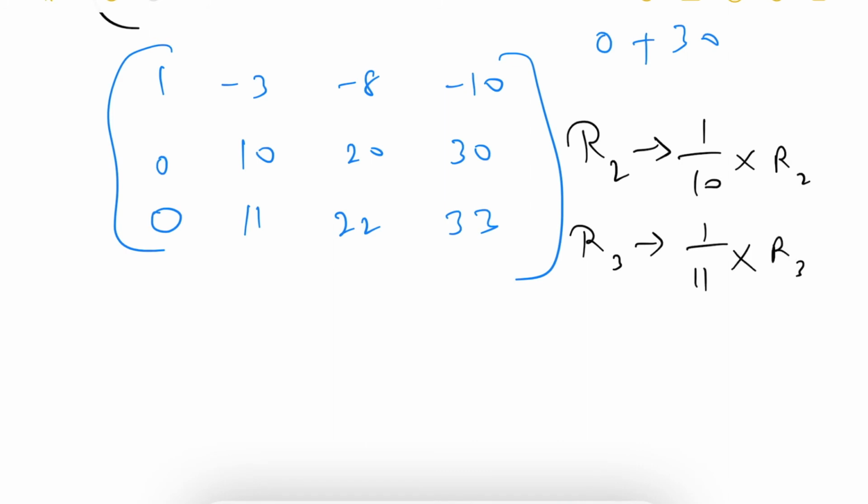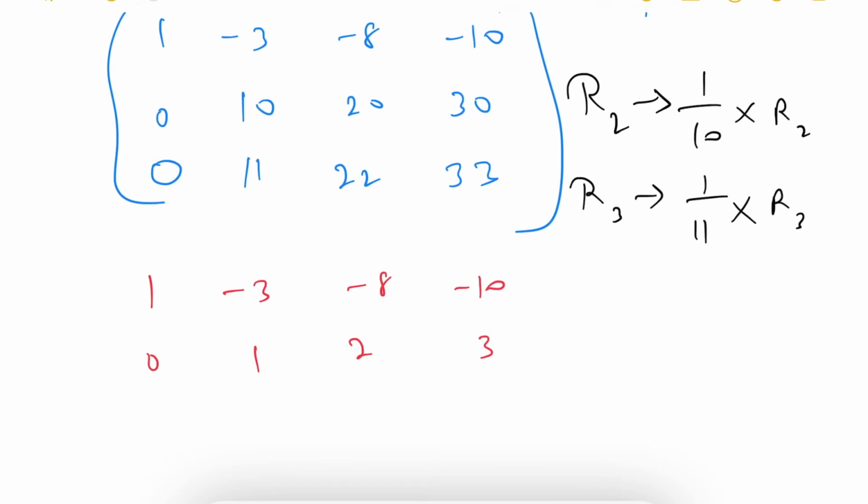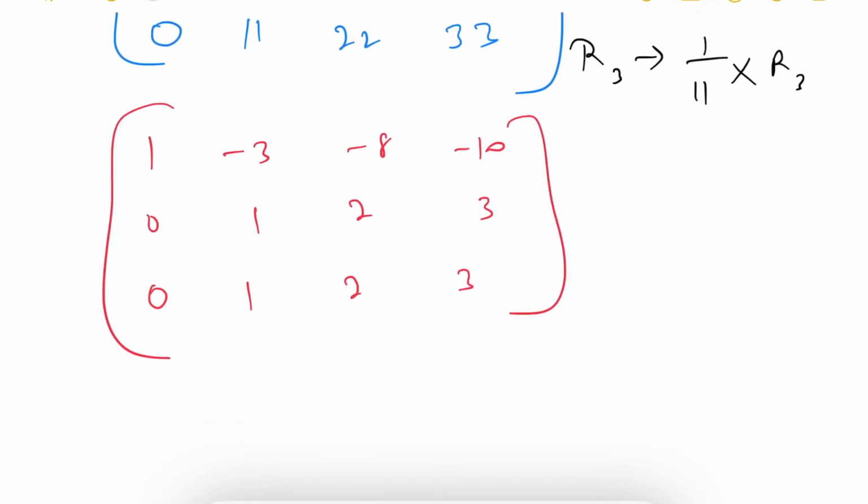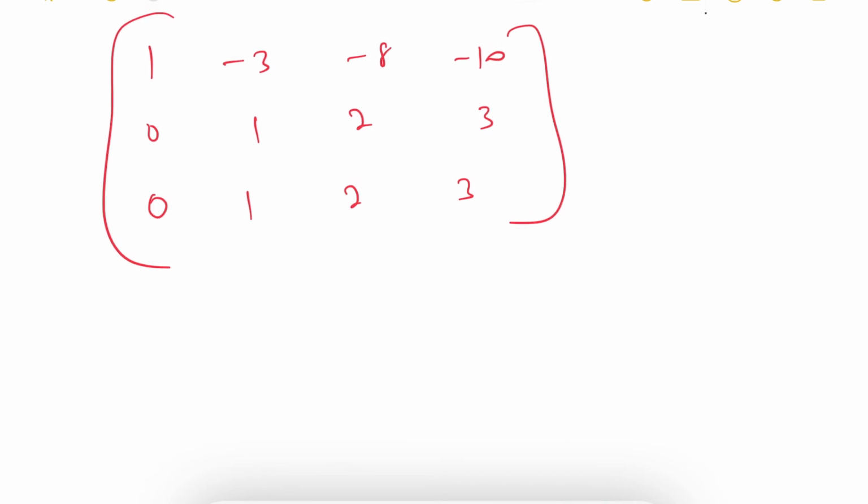So first row as it is 1 minus 3 minus 8 minus 10, 0 into anything also 0 only, no problem. So 1 by 10 into 10 1, 1 by 10 into 20 2, 1 by 10 into 30 3. Next the same way 0 as usual, 1 by 11 into 11 1, 22 into 1 by 11 2, 33 into 1 by 11 3. This is what we will get now. Okay, now if we observe clearly, second row third row both are same as usual. So for that what I will do, any one row is our wish, row 2 I will change, row 2 I will write it as row 2 minus row 3.